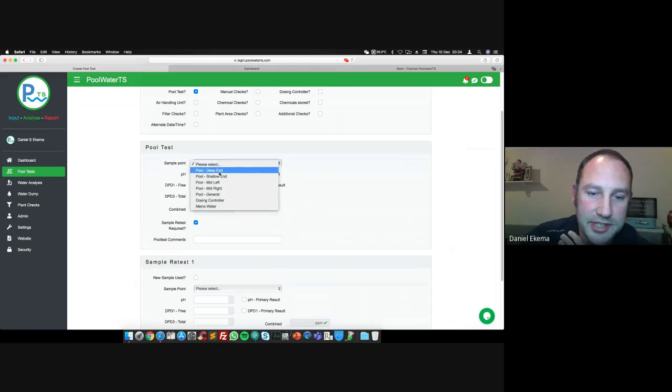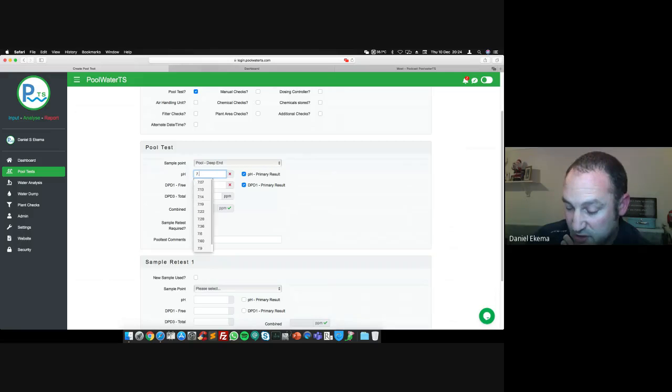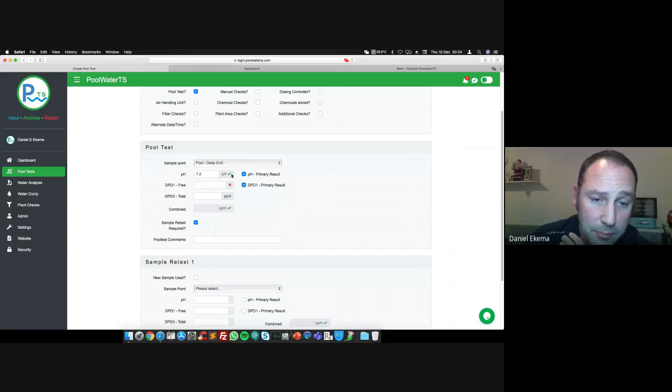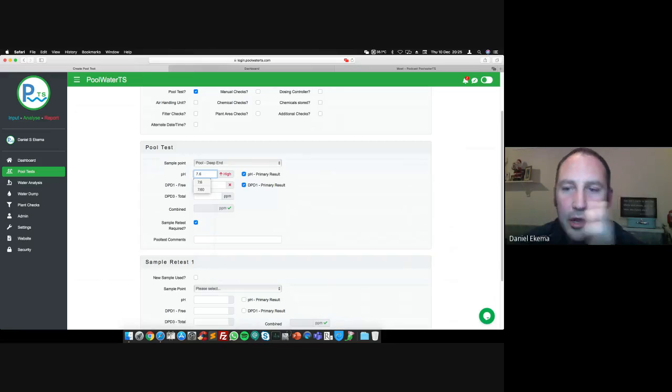So they choose their sample point. They put in the pH, so 7.2, for example, at this point. It comes up initially with a green tick based on this reading, which is based on the thresholds that I've got in for the pool. Now, if that reading comes out too high, it will show them that it's too high, not only with the arrow to show which direction it's going in, but also with the words to highlight that as well. So for people that prefer different ways of seeing things, that backs that up.